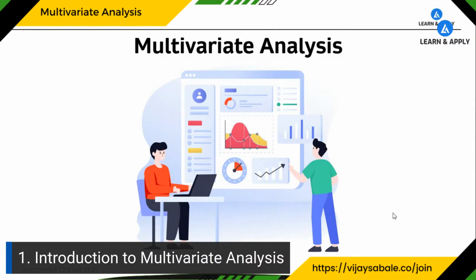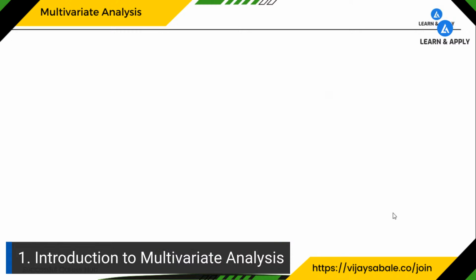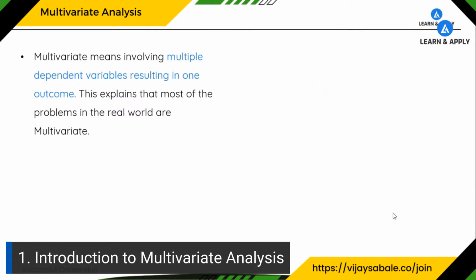Yes, great. Thank you. Today's topic, as I already explained, is multivariate analysis. You can see the picture, the multiple factors we are going to study at one time. Let's understand the basics. Multivariate means involving multiple dependent variables resulting in one outcome. That means the one outcome or result that we see is the outcome of many dependent variables. We are going to understand what these dependent variables are. This explains that most of the problems in the real world are multivariate.